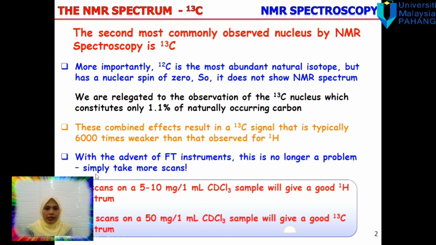We can increase the intensity of the signal by taking more scans. For example, if 16 scans of 5 to 10 milligrams of sample give a good signal for proton NMR, for carbon-13 NMR we have to increase the number of scans to 512 scans, so we can get a good C13 spectrum.